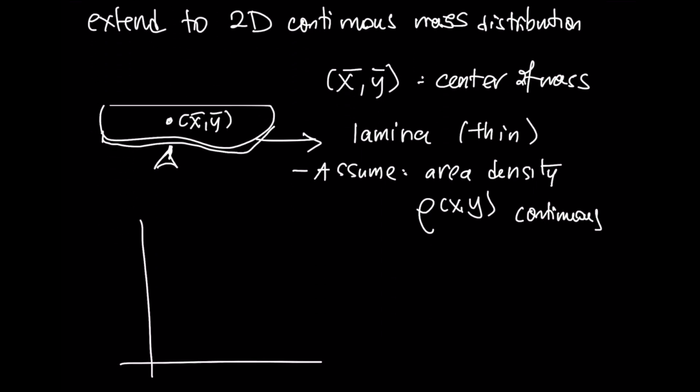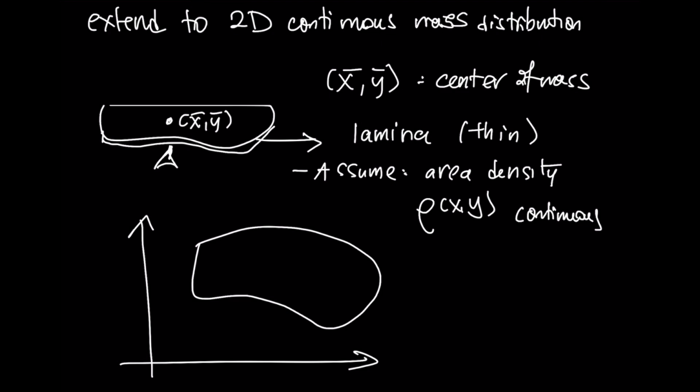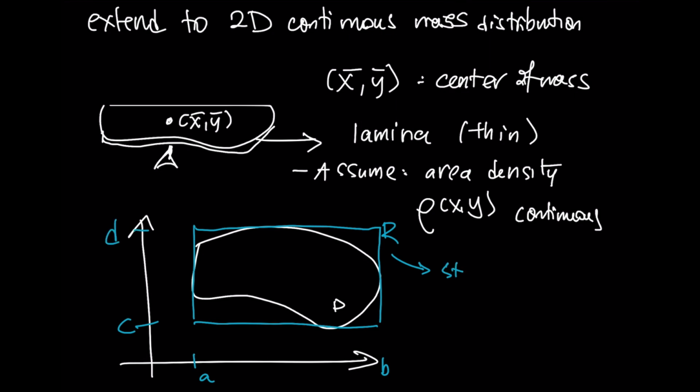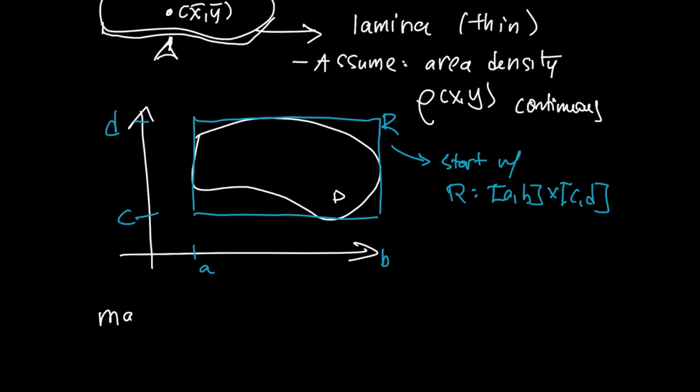What we're going to do is place our lamina something like this, and as always, we're going to put it inside of a bounding rectangular box. So we are going to start with this rectangular region, a b crossed with c d. And then once we have the tools in place for that rectangular region, we'll be able to extend it to a general region like this. What is the mass of this region given that it has a variable density?